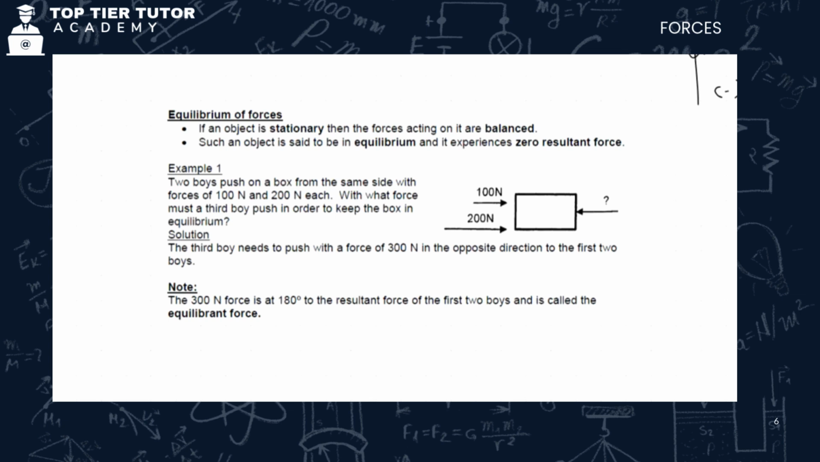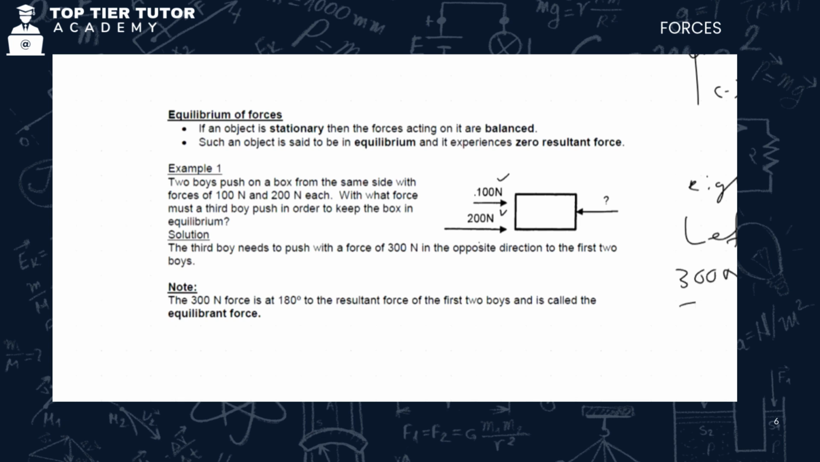So if we look at it, we're going to choose going to the right as being positive, and going to the left as being negative. So we want to look at the forces that we have now. We have two of them in the same direction, so we're going to sum them up and make this 300, which is positive.